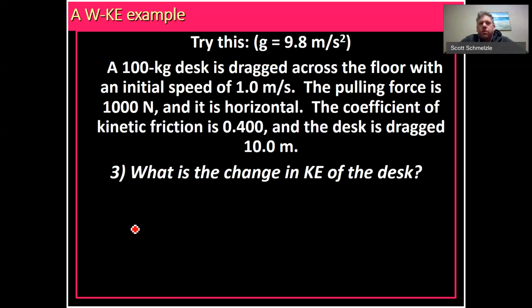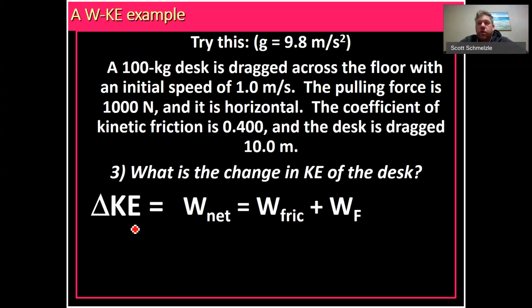So third, what is the change in kinetic energy of the desk? Now remember, for change in kinetic energy, we've got two possibilities. It's either kinetic energy final minus kinetic energy initial, or it's our net work. In this case, we'll use our net work, all right? So with our net work here, the two forces that are acting are the work of the pulling force and the work of the friction, right? Because those are acting in opposite directions, that's why we made that work of friction negative, right?